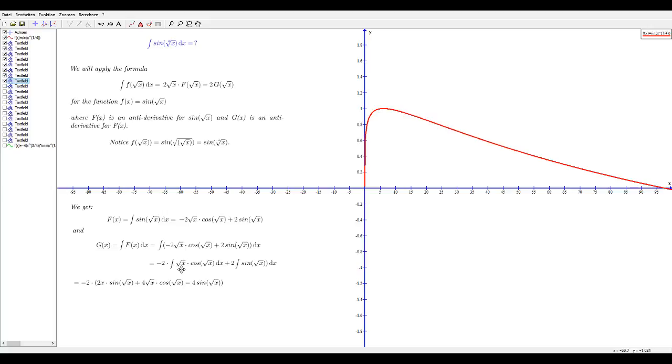The integral of square root of x times cosine square root of x is just 2x times sine square root of x plus 4 square root of x times cosine square root of x minus 4 sine of square root of x. Then you multiply this by minus 2 here, and then you add plus 2 times the integral of sine of square root of x. But we've already integrated the sine of square root of x up here. You get this term here, and now you just have to multiply it by 2.